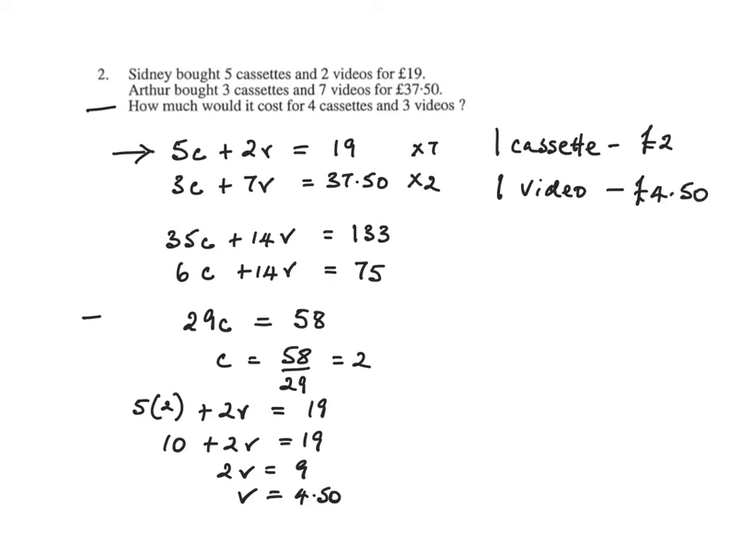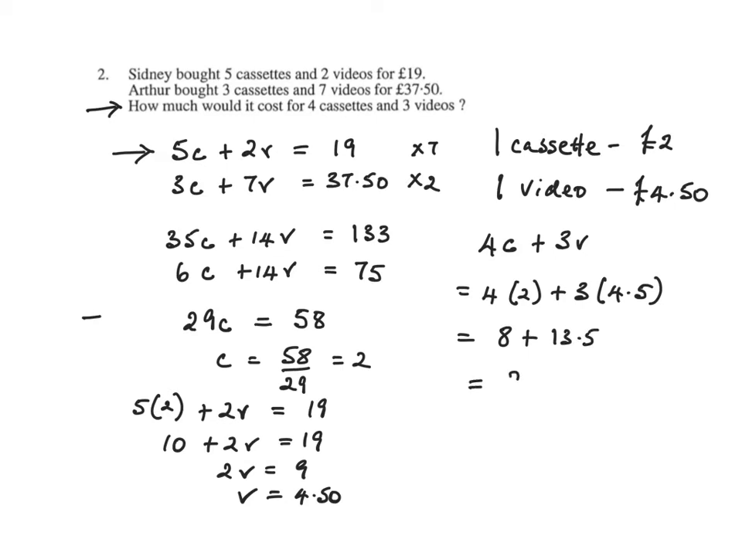Now let's look at this last part of the problem. How much would it cost for 4 cassettes and 3 videos? So 4c plus 3v would equal 4 times 2 plus 3 times 4.5, that's 8 plus 13.5, that's £21.50.